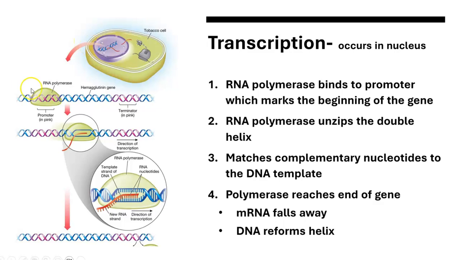So over on the left-hand side, you see our double helix of our DNA strand, and in pink, it marks the beginning of a gene, and at the other end is a little bit pink area that's called the terminator region, and that's the end of our gene. So we have a start area and a stop area for our RNA polymerase to work within. So RNA polymerase is going to attach to the area of the DNA that's called the promoter region. As it says, the promoter marks the beginning of the gene.